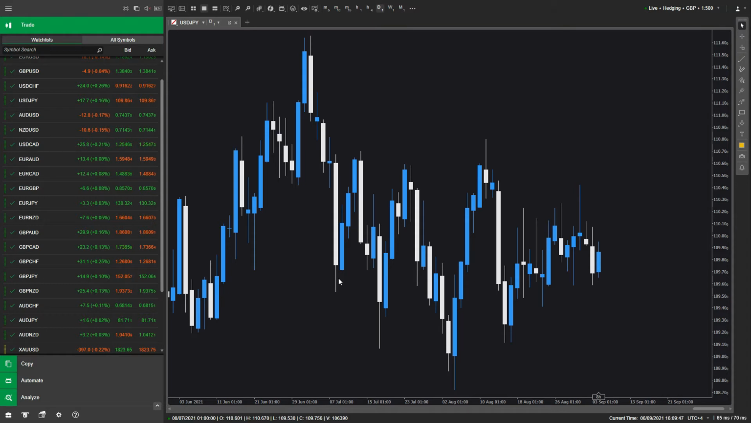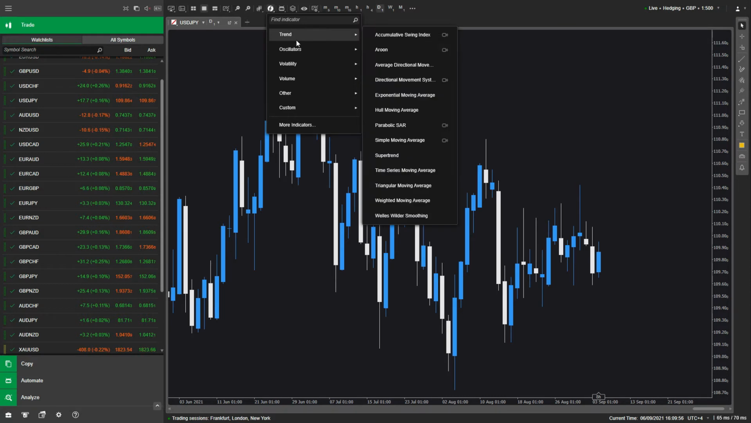Now, there's a whole load of different types of moving averages that you can use. So inside our trading platform, you click on the little F at the top for indicators, and we go to trend. And you're going to see there's a selection of averages here. We have the exponential moving average, the Hull moving average, the simple moving average, time series moving average, triangular moving average, weighted moving average, and so on. So there's a bunch of different moving averages that you could choose to use. But after rigorous testing, I've found that exponential moving averages are the ones that you really want to use.